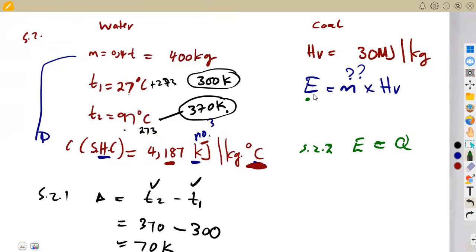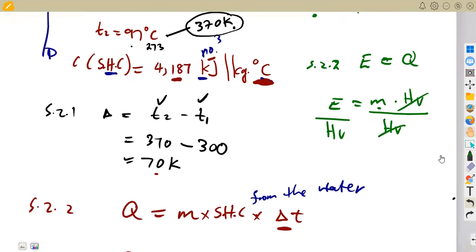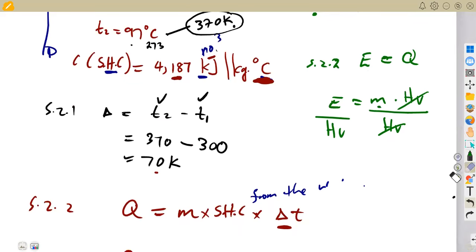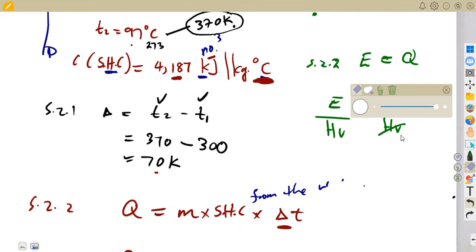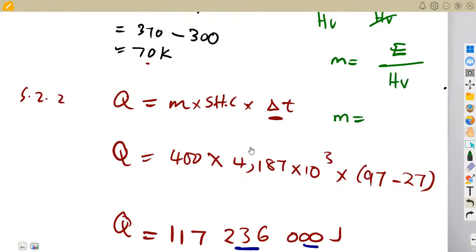So meaning to say, since E is equal to the mass times the heat value, we can divide by the heat value so that we find the mass. So divide by the heat value here, by the heat value here. So this will cancel. We are remaining now with the mass of what? Coal in this case, which is the quantity of coal. So the question is asking for the quantity of coal. So you say the mass is going to be given as the energy over the heat value, of which the energy that we are talking about here is the same as Q, which is our energy.